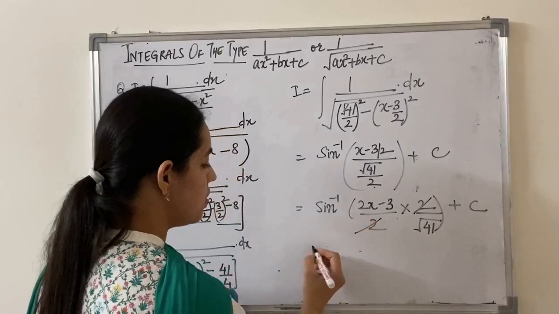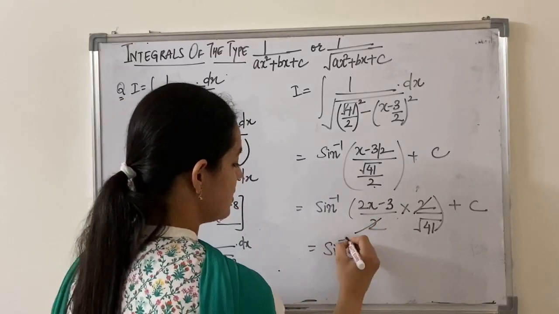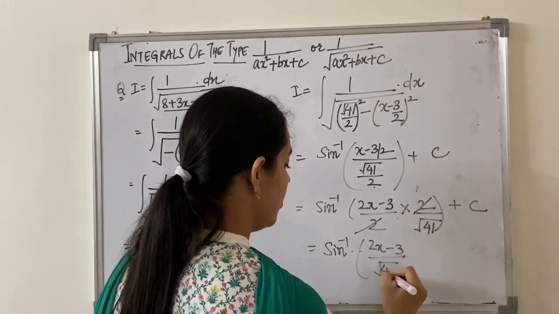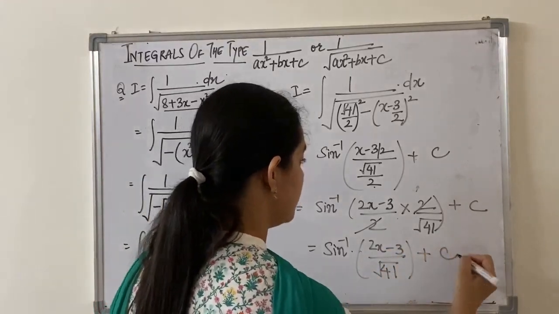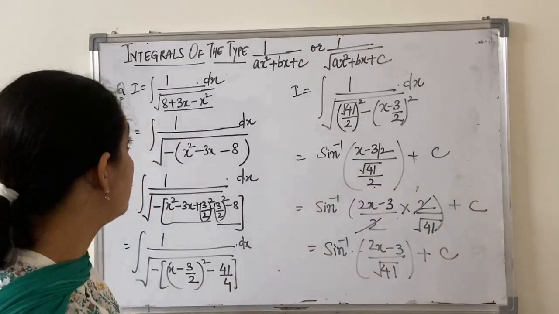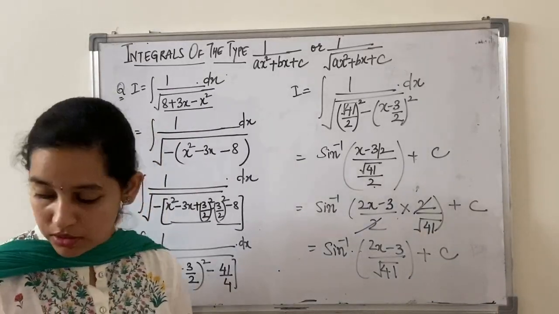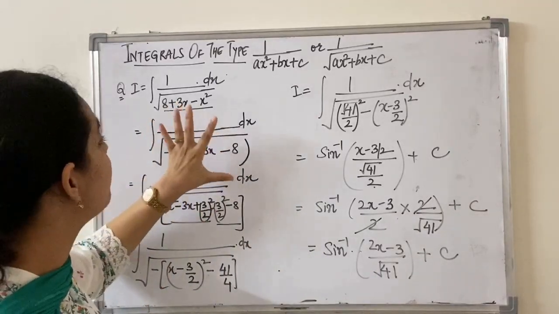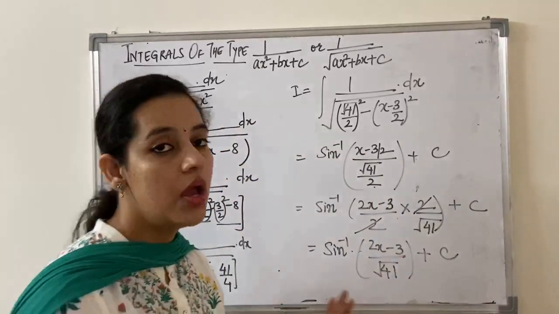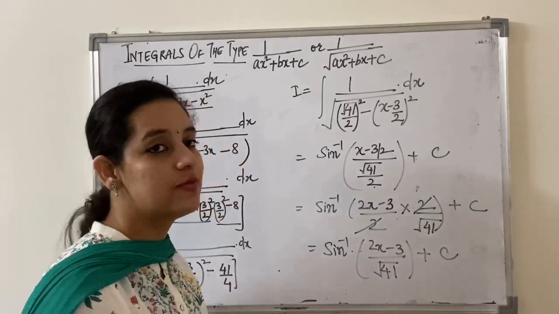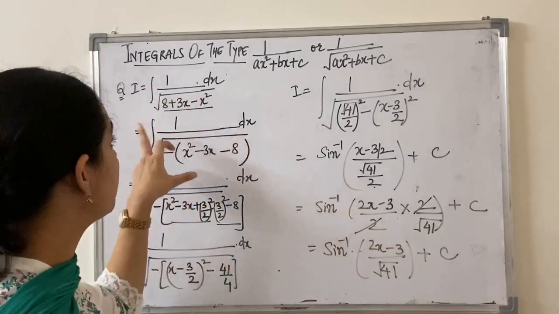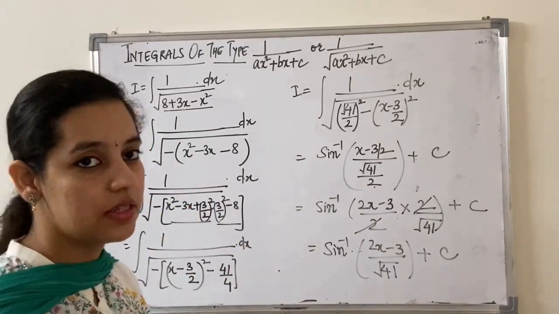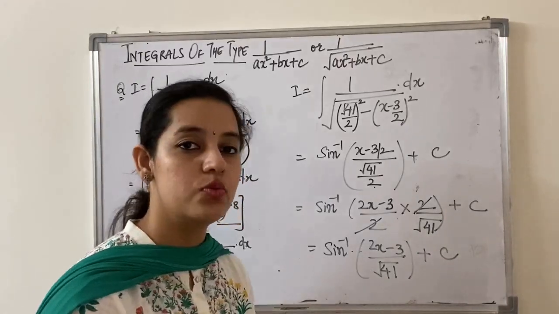This 2 cancels out, so you are left with sine inverse of (2x minus 3) upon under root of 41 plus the constant of integration c. So this is the answer for this question, where you have learned that if you have a quadratic in the denominator with a square root, then you have to complete the squares and bring it in one of the forms, one of the 6 forms we did. And again, if we have a question where we do not have a square root, then also you will be following the same procedure to solve the questions and use one of the forms.